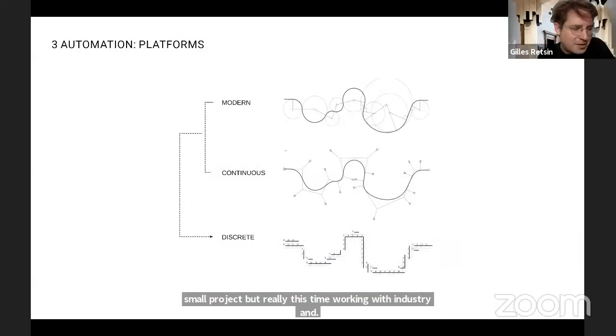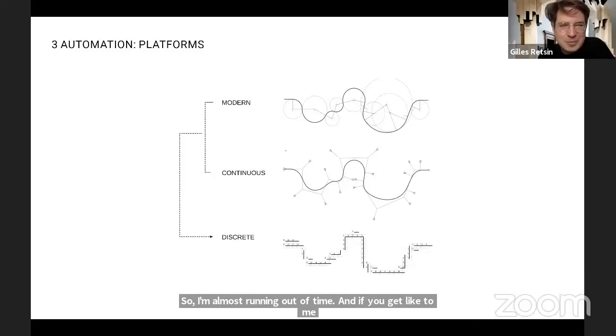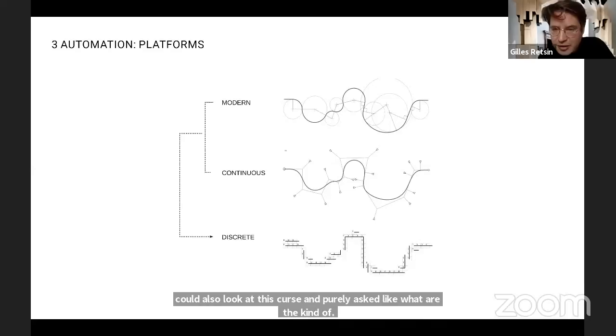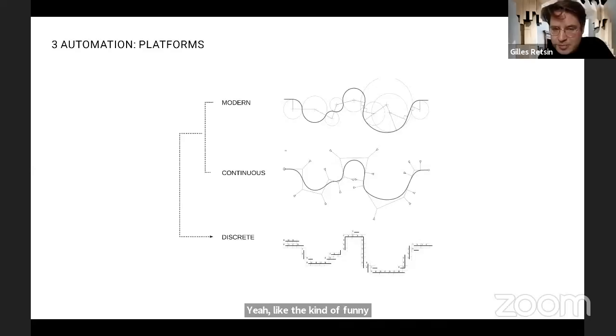So I'm almost running out of time. I think I have 2 minutes more, so I'll try to speed this up a little to talk about the last chapter, which is very important: the social, political, and economic consequences, or basis, you could say, of automation. So when we look at our 3 curves here, you could also look at these curves and ask purely what the political and economic questions behind this are, right?